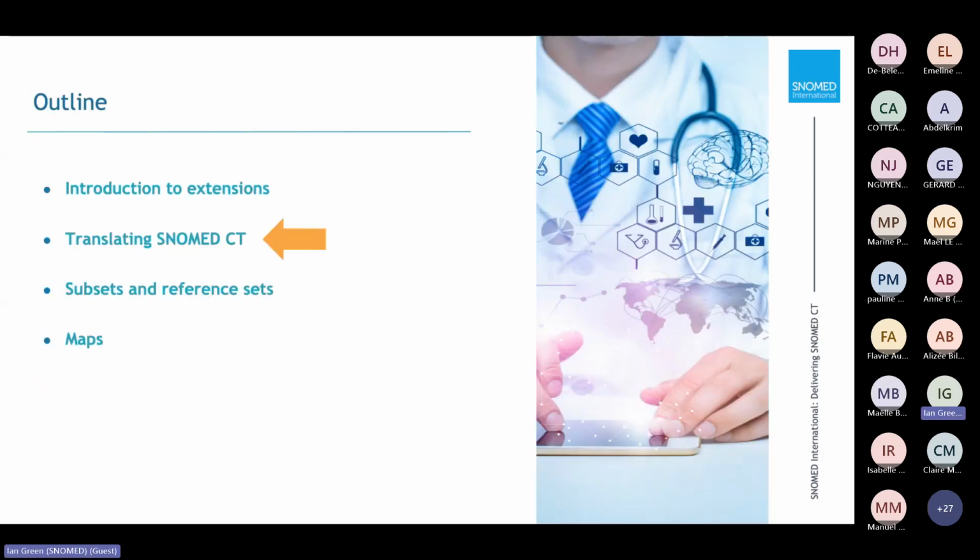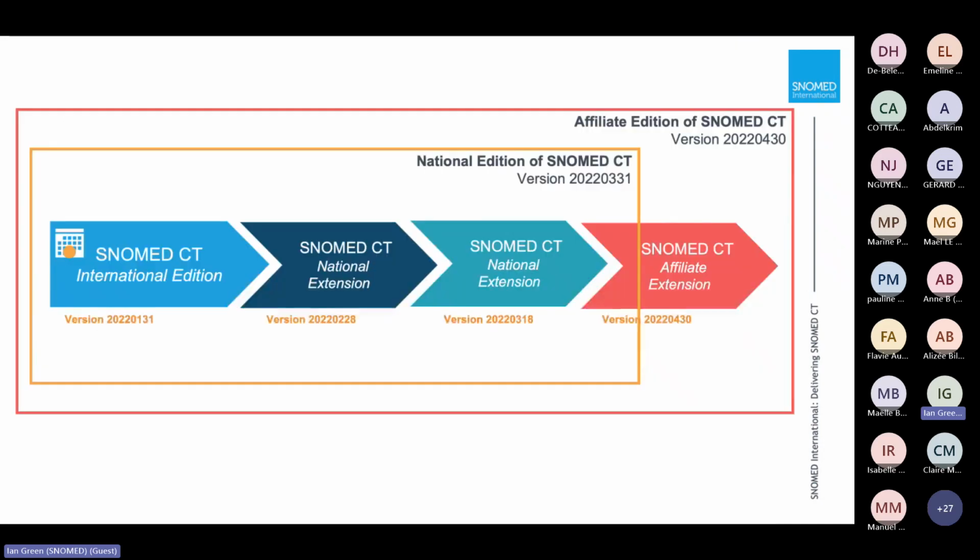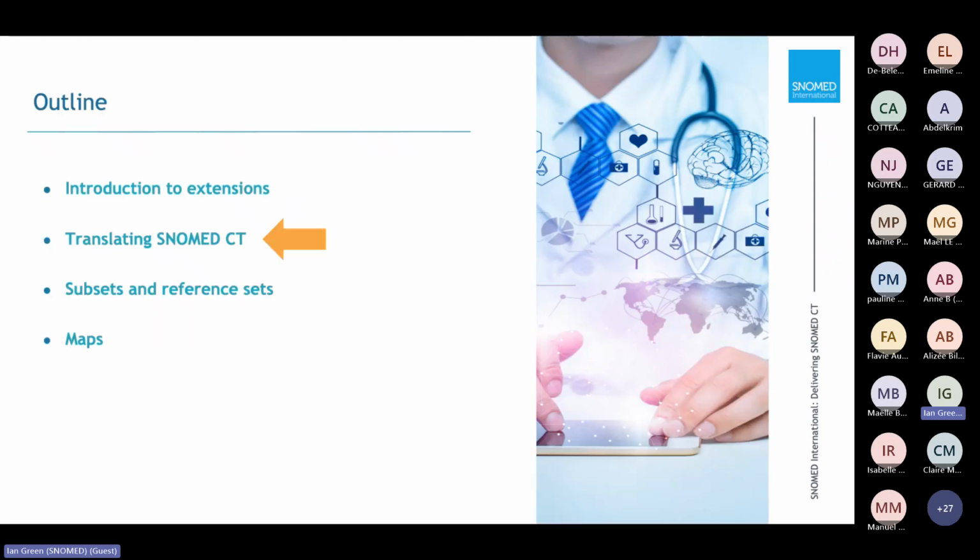Where are we going next? So that's a bit about, let me go back one. So do you have any questions about that bit first? Because we're going to start jumping all over the place otherwise. You're clear about extensions?